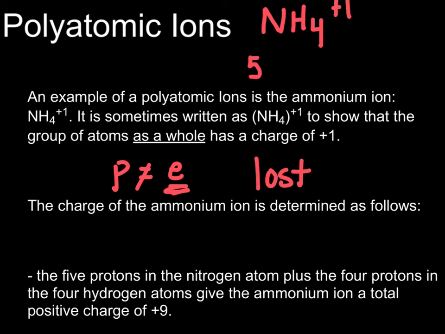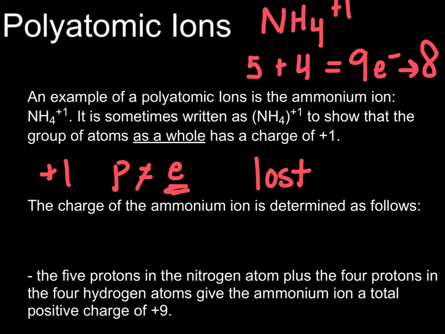nitrogen has 5 valence electrons. Hydrogen has 1 valence electron, but there are 4 hydrogens, so we're going to add 4 valence electrons. The 5 plus 4 gives us 9 electrons, but in order for it to have the +1 charge, we have to have lost 1 electron. So instead of having 9 valence electrons, it's going to have 8, which is less than what it should have. That's what gives ammonium its +1 charge. As it describes at the bottom, the 5 protons in the nitrogen atom plus the 4 protons in the 4 hydrogen atoms give the ammonium ion a total positive charge of +9. But because it has an overall +1 charge, we lose 1 electron, giving it a total of 8 electrons rather than 9.